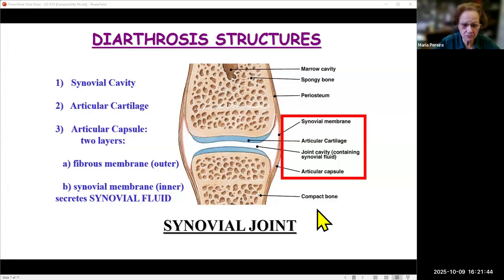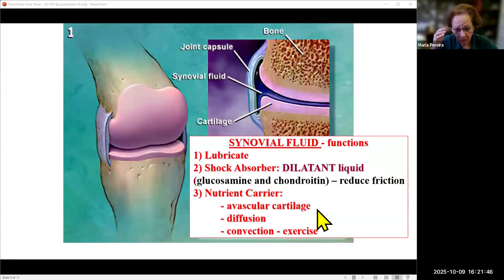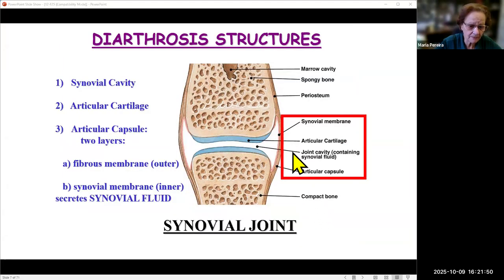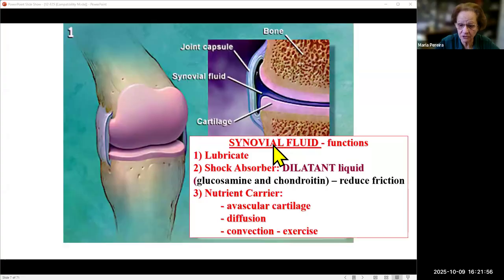Okay, so let's now move to the synovial fluid. The synovial fluid, remember, is filling up the synovial cavity. And what is its function? It functions as a lubricant, like an oil-based fluid that allows the bones to move smoothly upon each other. And also, it functions as a nutrient carrier.